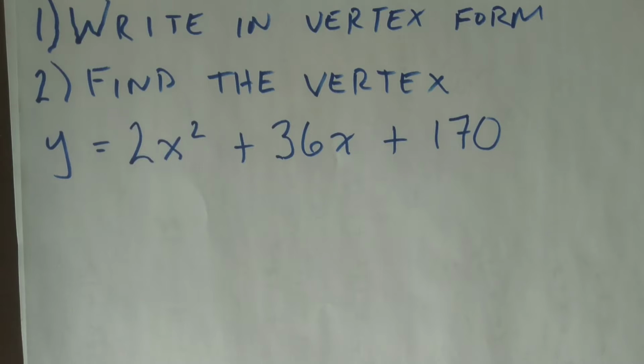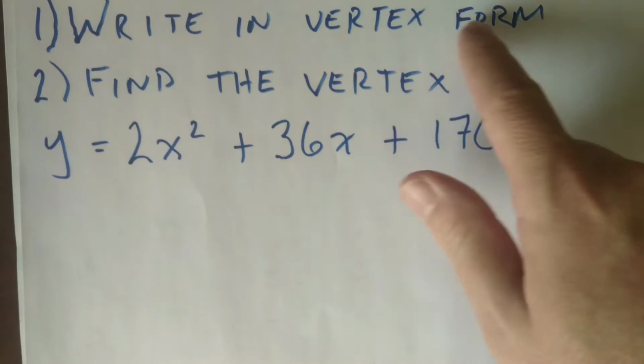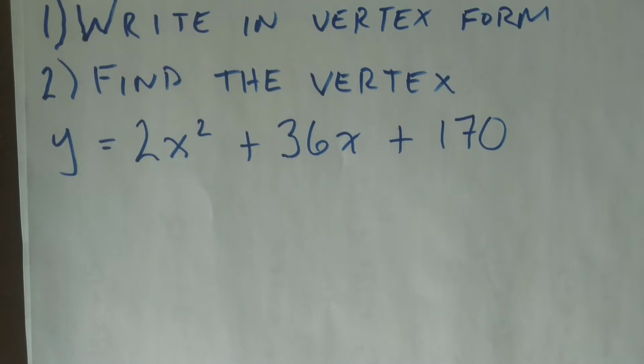the vertex. But in order to do this, to put it in vertex form, we have to complete the square. And that's important to know how to do it. When you take a Cambridge exam, they're going to want you to show every step. So don't use a calculator. Make sure you know the process.